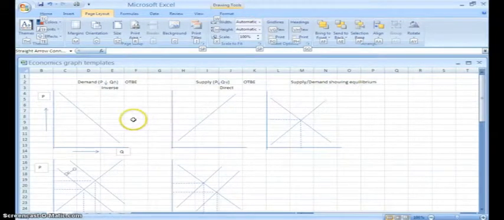Okay, so we're going to start with the demand. And demand, as you know, is that when the price falls, the quantity increases. Or in other words, the price and quantity are inversely related. The opposite would be true. Price increases, quantity decreases. And that is other things being equal.